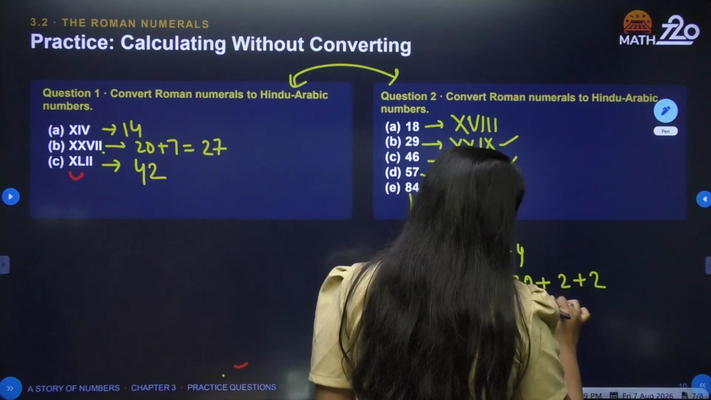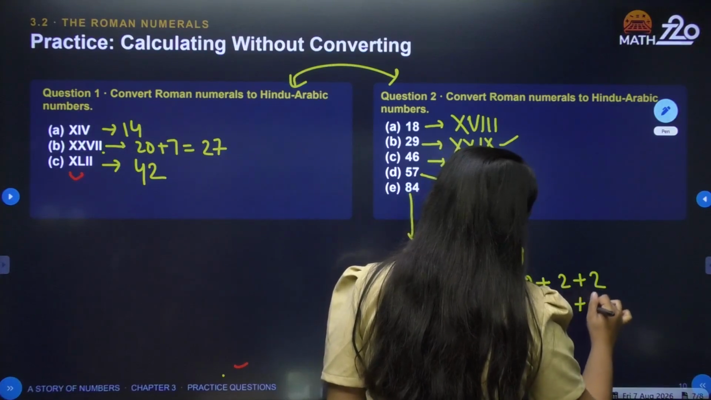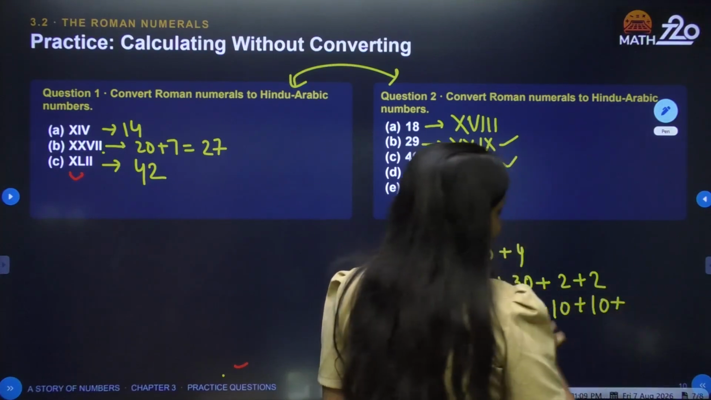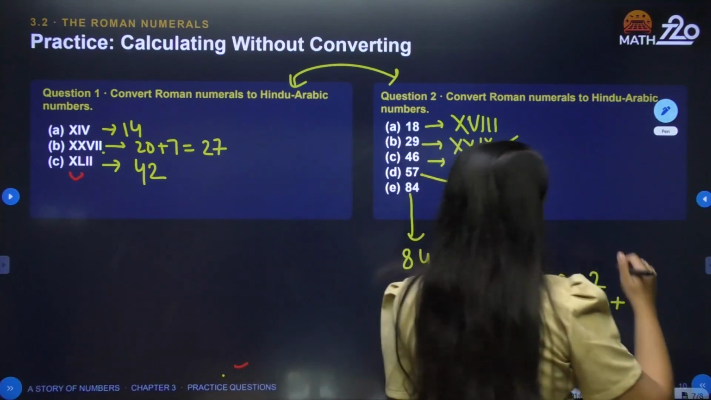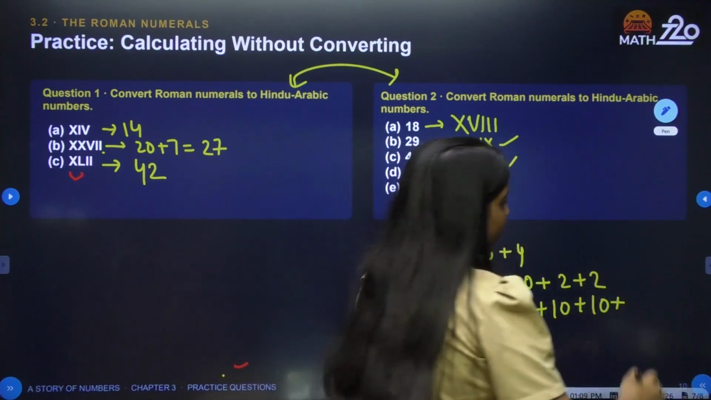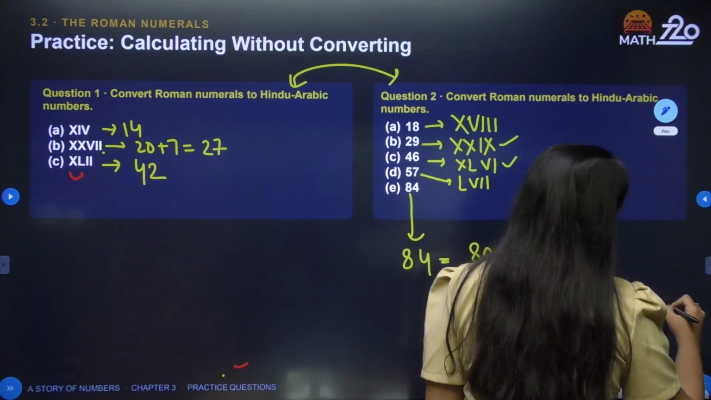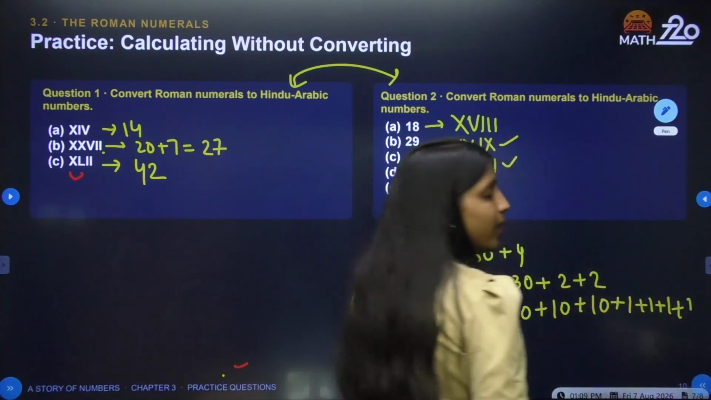What we will do, we will write 30 as 10 plus 10 plus 10. Now 2, we don't know. What we will do, we will write 2 plus 2 as 1 plus 1 plus 1 plus 1.